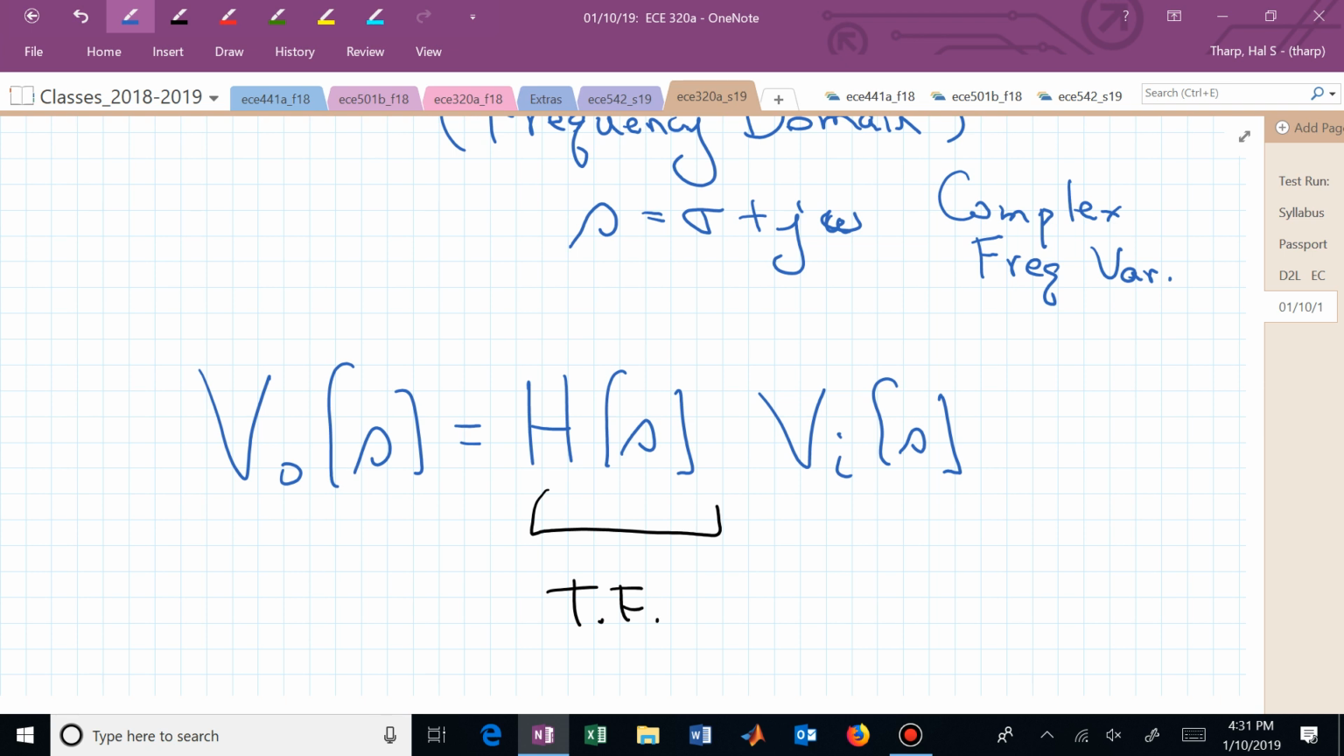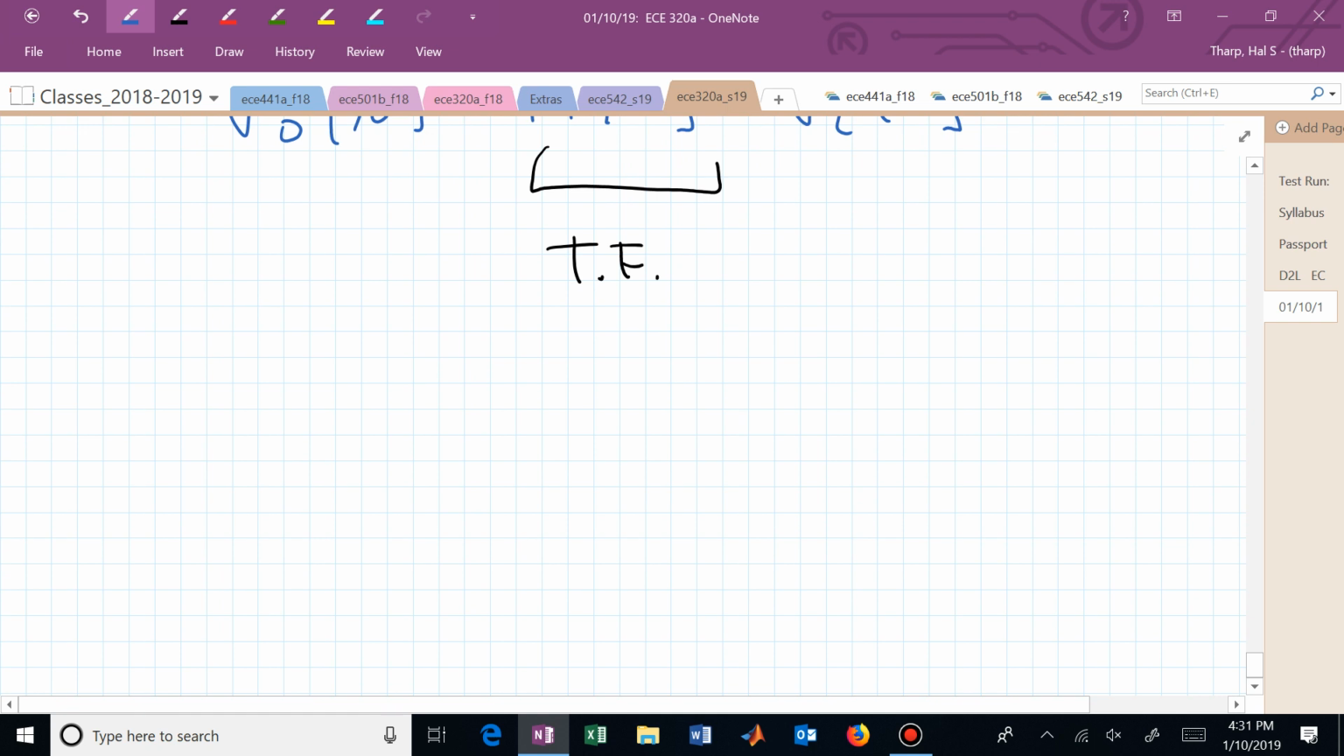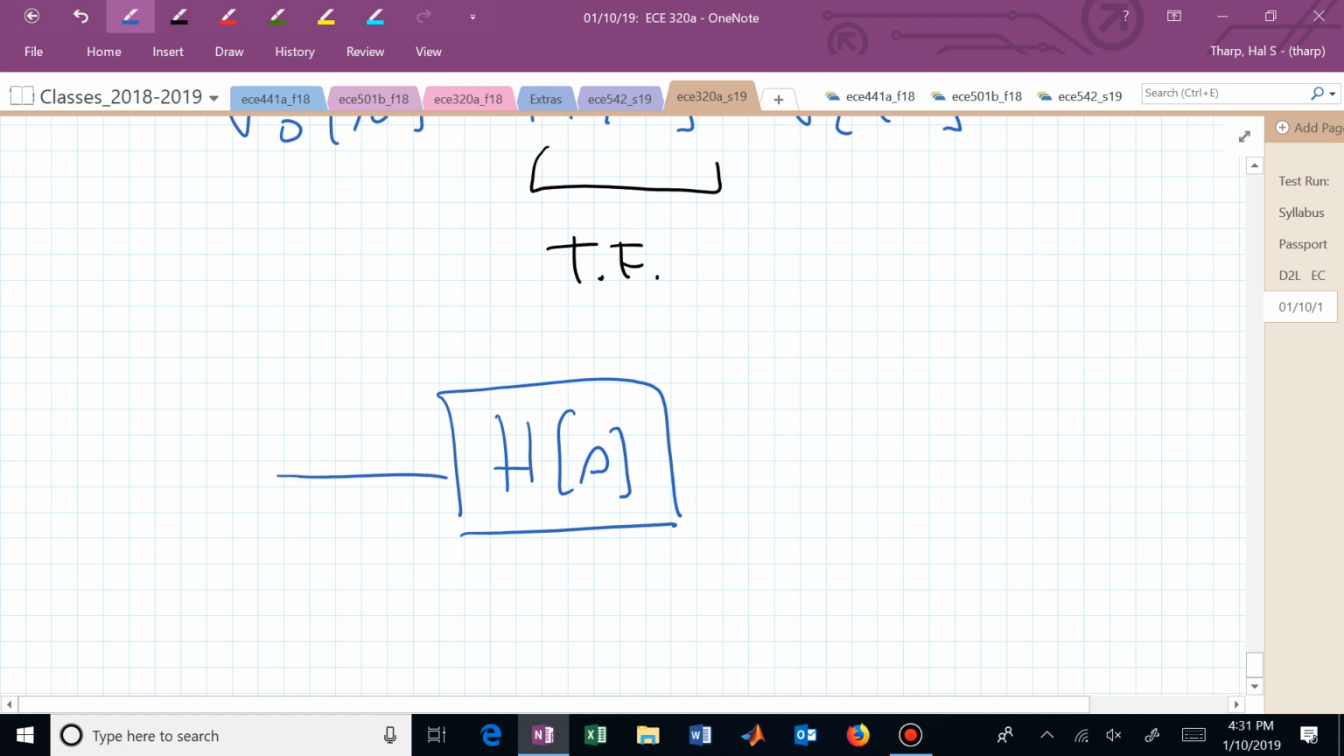Where were we? Oh, now you could, instead of drawing these circuits, say, oh, there's the transfer function. Now you just have it as a block in a block diagram, and you can say, here's the input, V sub I, and here's the output, V sub O.